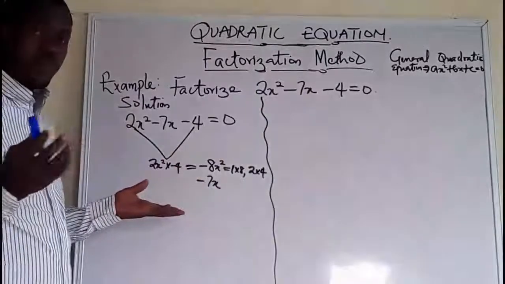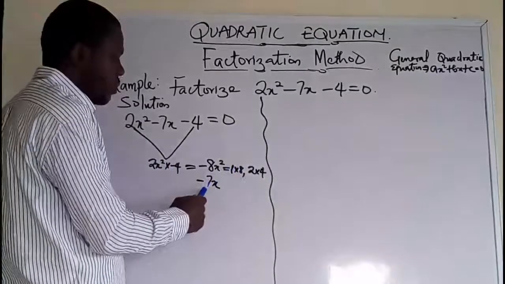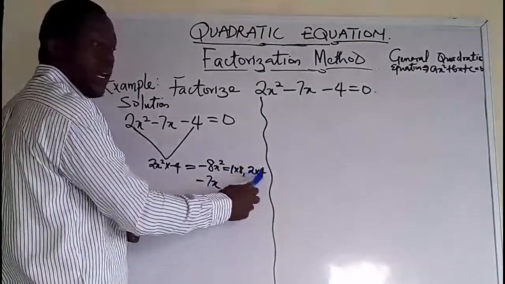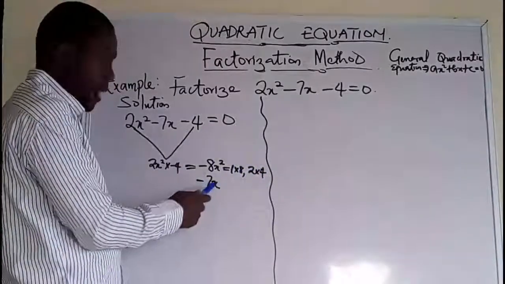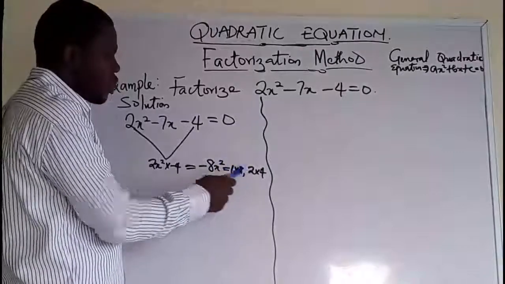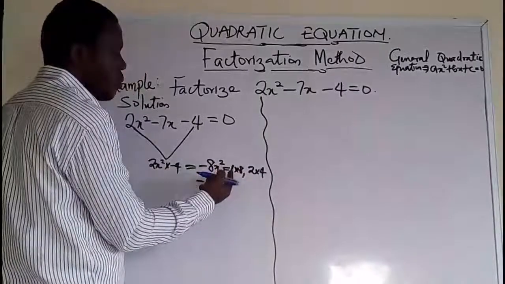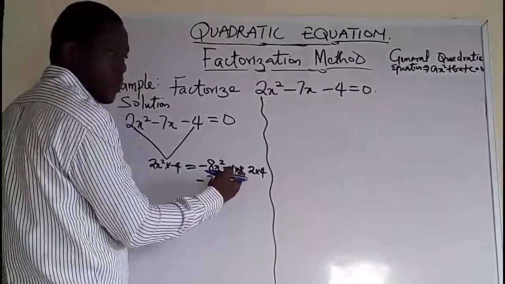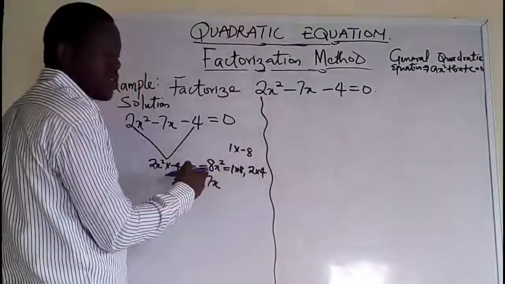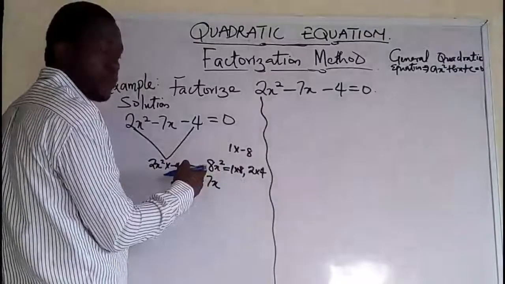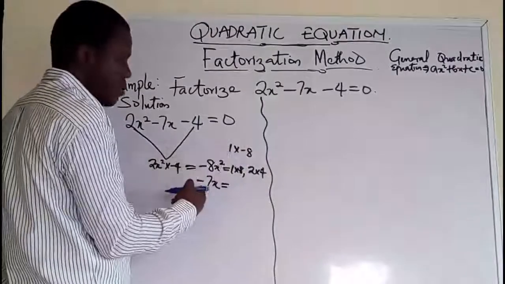Okay, now we have 1 times 8. Is there any way we can add these together to give us 7? Whether we add or subtract them, we can never get 7 or minus 7 with 2 times 4. But with 1 times 8, there's a way. If you put minus 8 here and plus 1, that is 1 times minus 8, which gives us minus 8. And minus 8 plus 1 gives us minus 7.